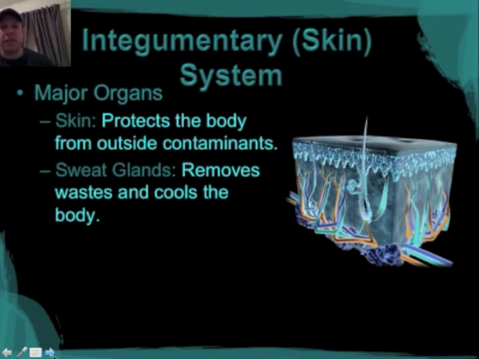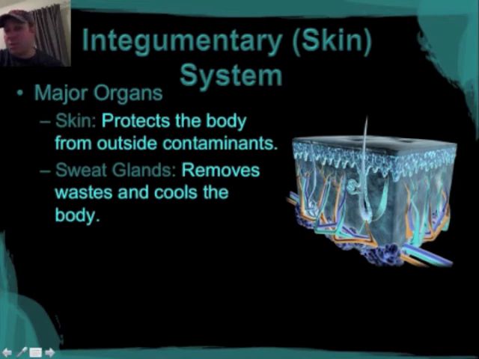Lastly, we have the integumentary system, or the skin. Okay, the skin has a very important job as well. It is to protect the body from all the outside contaminants. Okay, basically its job is to keep all the bad stuff on the outside of you and not let any of it in. Okay, it's a very durable organ. Takes a lot of abuse, our skin. Okay, it has a very important job.